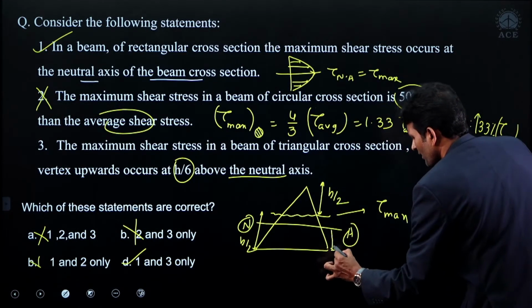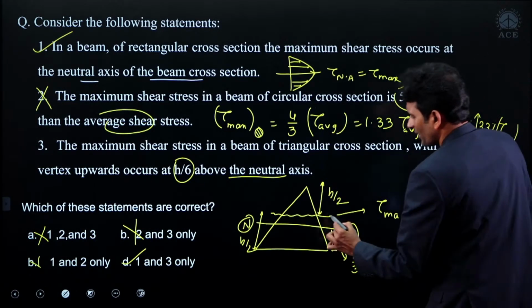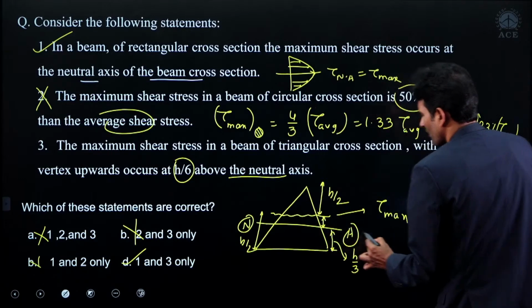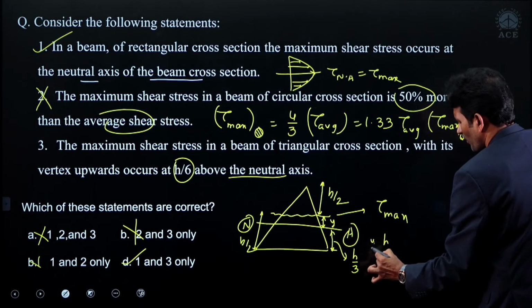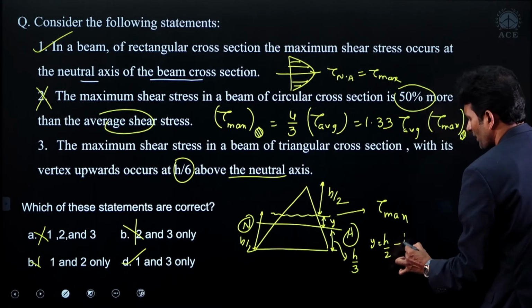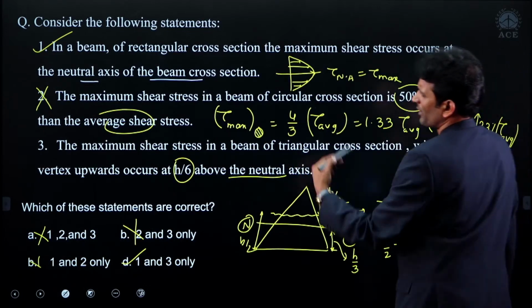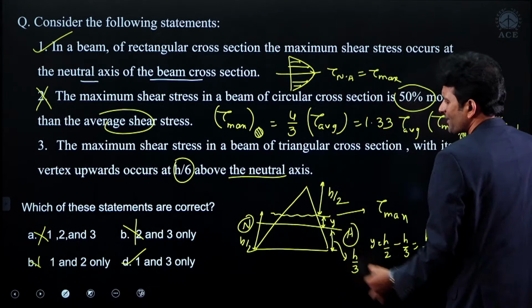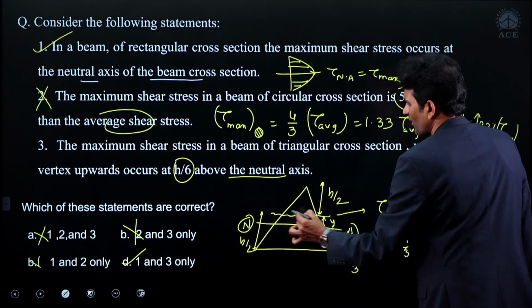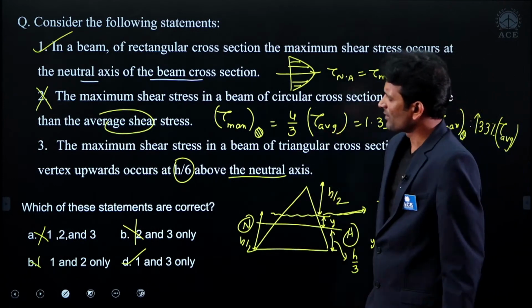How far is the neutral axis from the base? h/3, we know that. What is asked? This distance is asked. Obviously, if you take this one, let us mark this as y equal to h/2 minus h/3. You simplify, you are getting h by 6. Absolutely right. At a distance of h by 6 from the neutral axis we are observing the maximum shear stress. So option 3 is also correct.